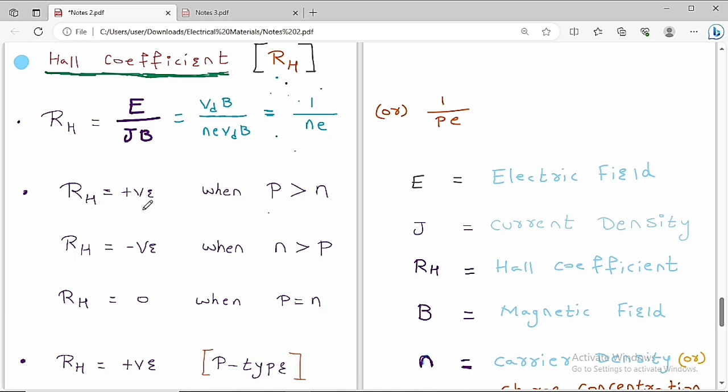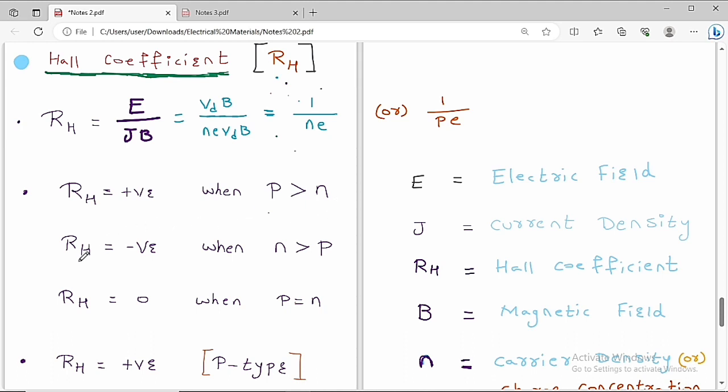The Hall coefficient is positive whenever the number of holes is greater than the number of electrons. That is possible only in the case of a P type semiconductor. This is valid for the P type semiconductor. So you can say the Hall coefficient is positive for the P type semiconductor, because in a P type semiconductor, the number of holes is more than the number of electrons.